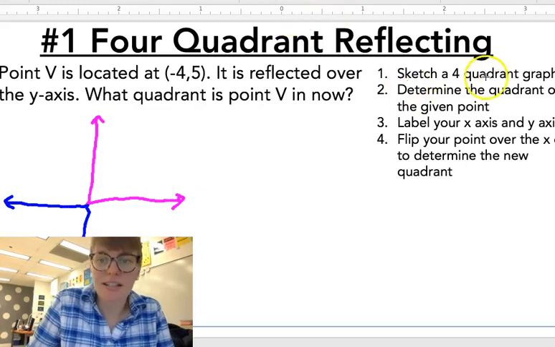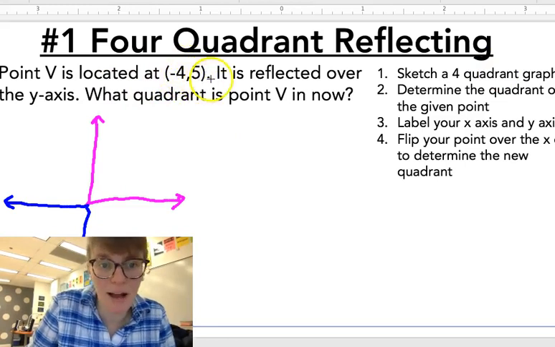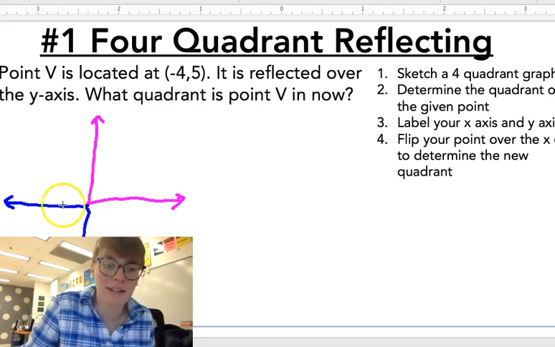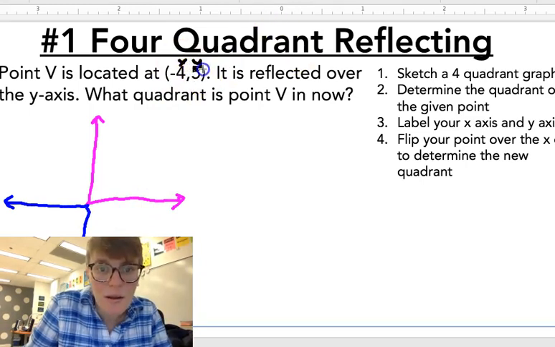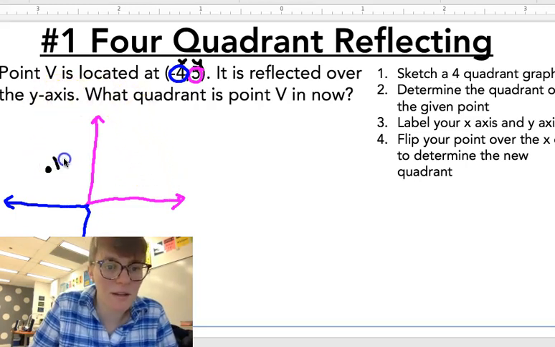Okay, now I just sketched a quick 4-quadrant grid. Now I'm going to look at this problem and see where this coordinate would be, -4, 5. All right, well, I could imagine that here is where the origin is at 0, 0. -4 means I'm going to go to the left because I always move along my x-axis first. And this is my x and this is my y. I actually can circle this with pink because this is +5 and circle this -4 with blue because that is negative. So I'm going to go to the left because it is negative and then I'm going to go up 5. So -4, 5 would be somewhere around here. Okay, so that's where point V is at.